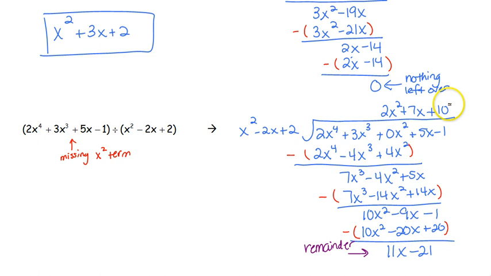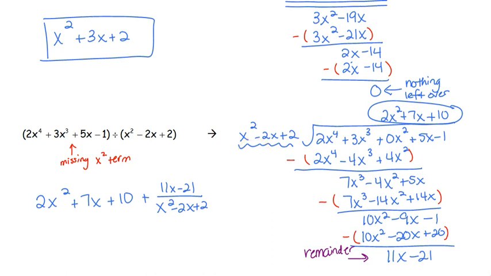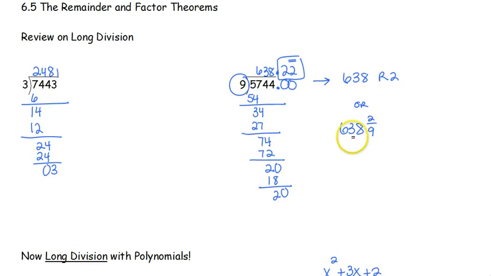And how do we write the remainder? We write the answer that we got, 2x squared plus 7x plus 10, and then we are going to add 11x minus 21 over whatever we were dividing by. So x squared minus 2x plus 2 in this case. Again, you take the remainder that you found and you write it as a fraction over whatever you were dividing by. The same way we did with our original long division in the beginning. We had 238, with 2 over 9, because 2 was our remainder and we were dividing by 9.